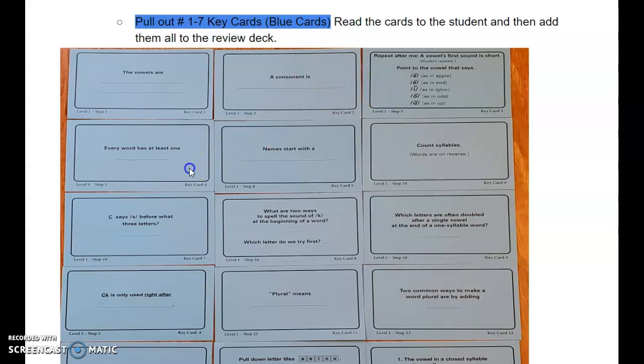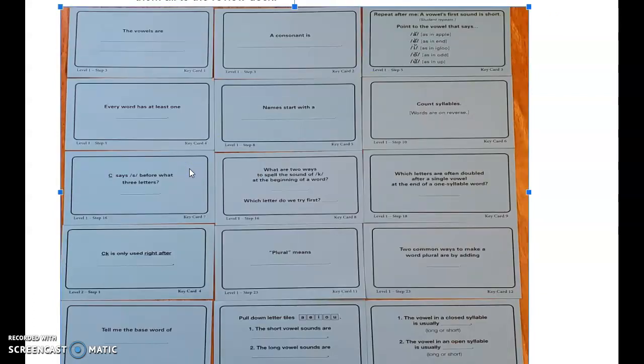The fourth blue card is every word has at least one, and there's a blank, and the answer on the back is vowel. Next card, names start with a capital letter. Totally fine if students say uppercase as well, or instead of. The next one, count syllables. So you are going to dictate words on the back and the students have to count the syllables. I like to add words that they're interested in.